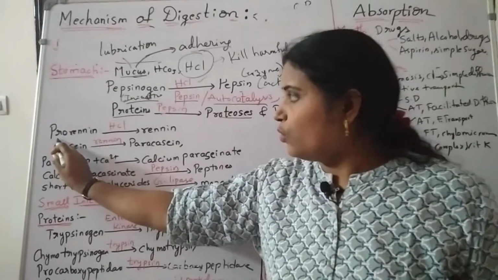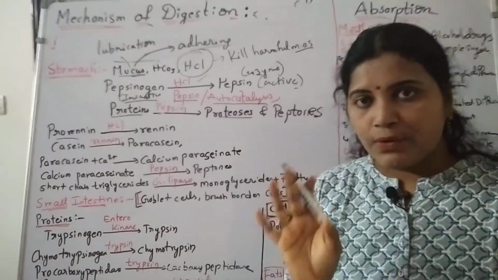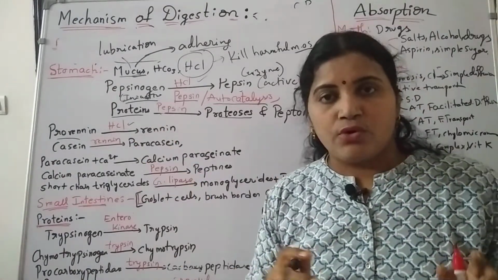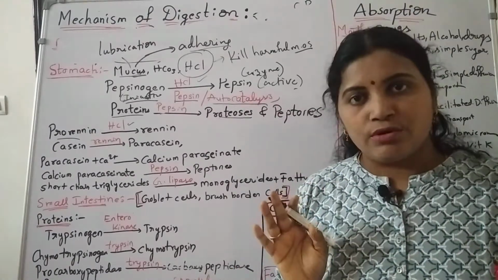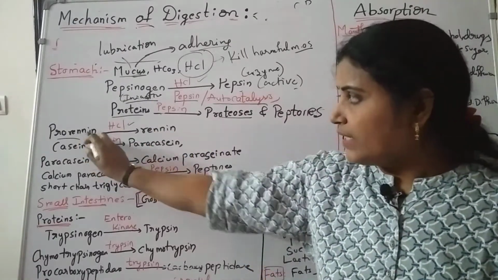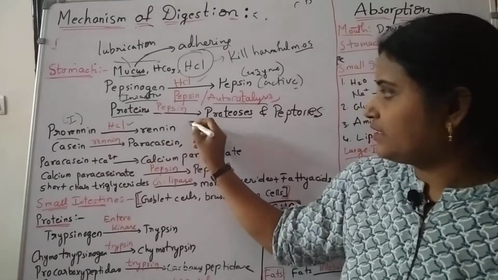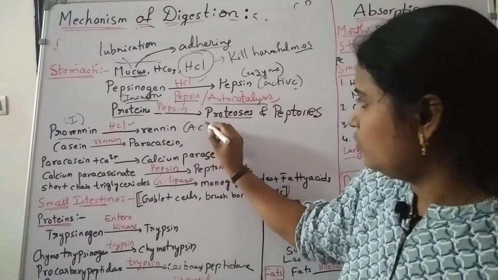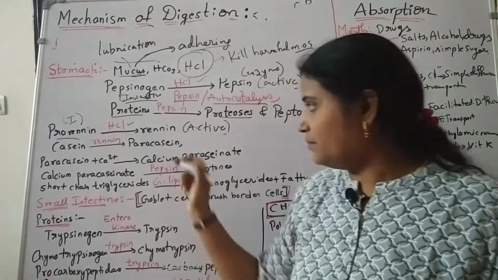Next one, prorenin, also an inactive enzyme, a proenzyme. This prorenin is also activated by the hydrochloric acid. Prorenin and pepsinogen both are going to be activated by the hydrochloric acid. It plays a very important role in our body. So this prorenin in inactive stage is converted into active stage. It converts into the active enzyme renin.